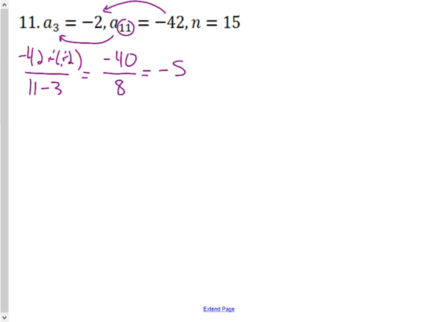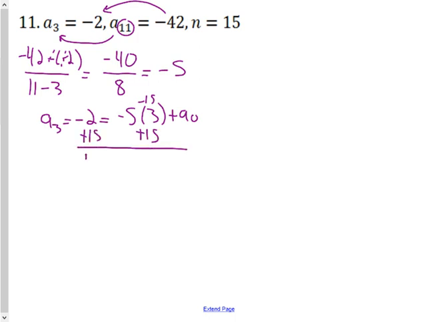Okay. So now if a sub 3 is negative 2, this is negative 5 times 3 jumps plus the first term. So this is minus 15. I need to add 15 to both sides and get 13 as my zeroth term. So I have n is 15 right away. Now I have a sub n is negative 5n plus 13. And now I need to find the first term.